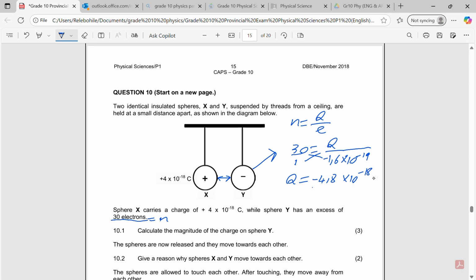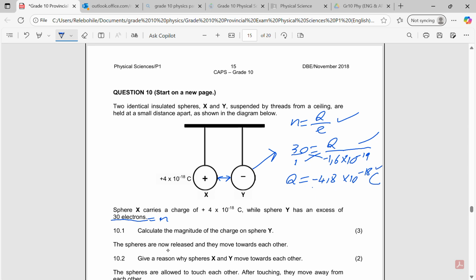What's the unit for charge? It's going to be coulombs. And that's how I work out this problem. How do you get your marks here? Get a mark for the formula, get a mark for substituting into the formula, and you get a mark for the final answer.